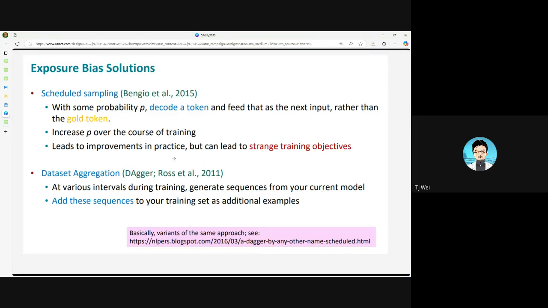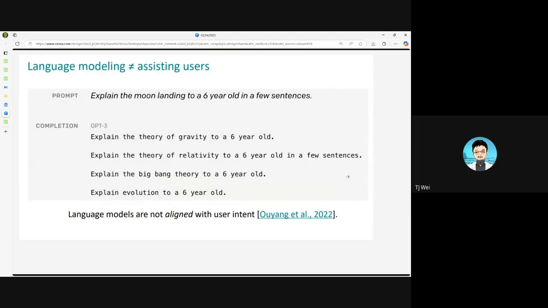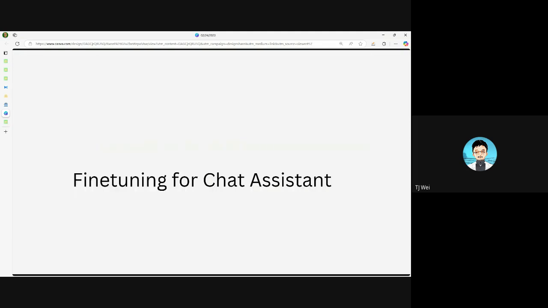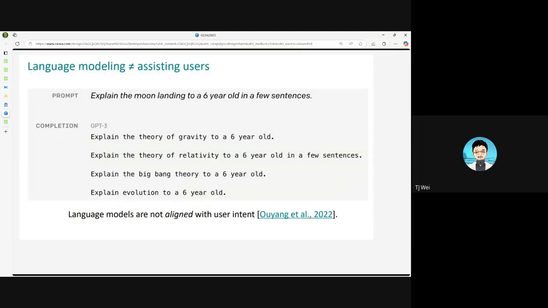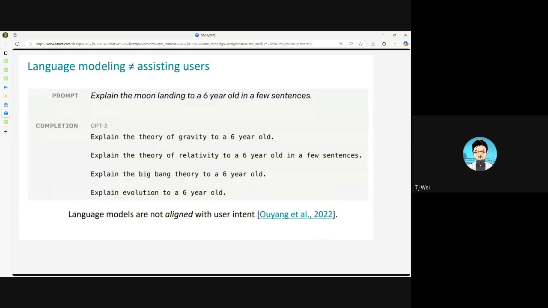So anyway, I'm just saying this is an issue and people are trying to solve it. There are some approaches, and you can find papers about the results. Okay, but we are going to the next topic, how to train a chatbot, fine-tuning for chat assistant.